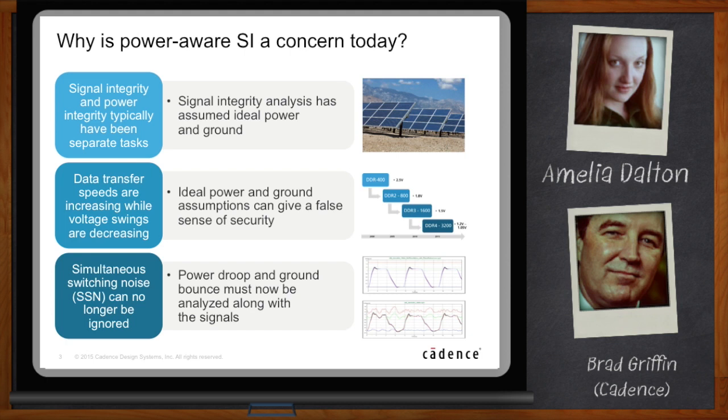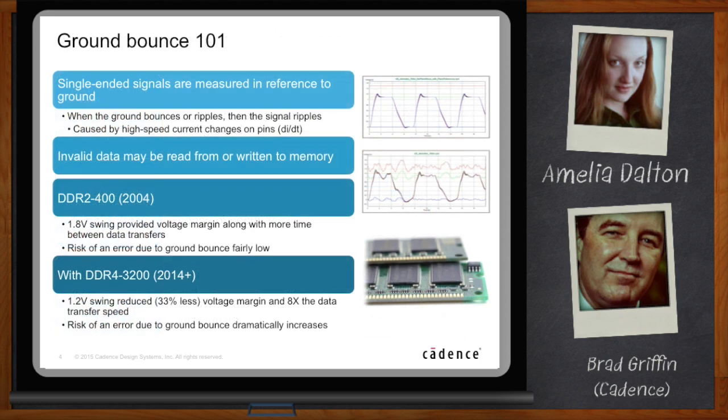All right, Brad, power droop, ground bounce, you lost me. What's going on there? Yeah, so like I said, these are kind of new topics. They've been around forever, but we tried to just sweep them under the rug for many years. In the simplest possible way of looking at this, when you measure a signal and the voltage that it's at, it's done in reference to ground. So whatever the ground is, the signal is going to be that much above the ground. But when that ground is rippling, that actually affects the signal, and the signal ripples as well. And so when the current is changing, like it does in these very high-speed interfaces very quickly, that current change actually causes a ground bounce or a power droop.